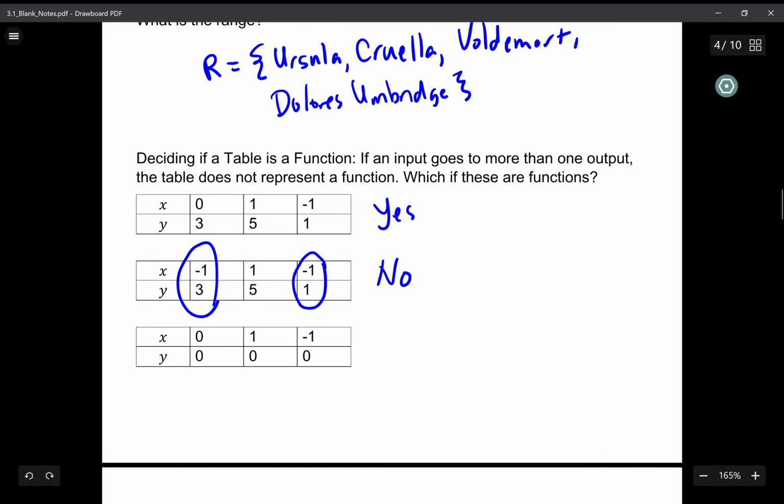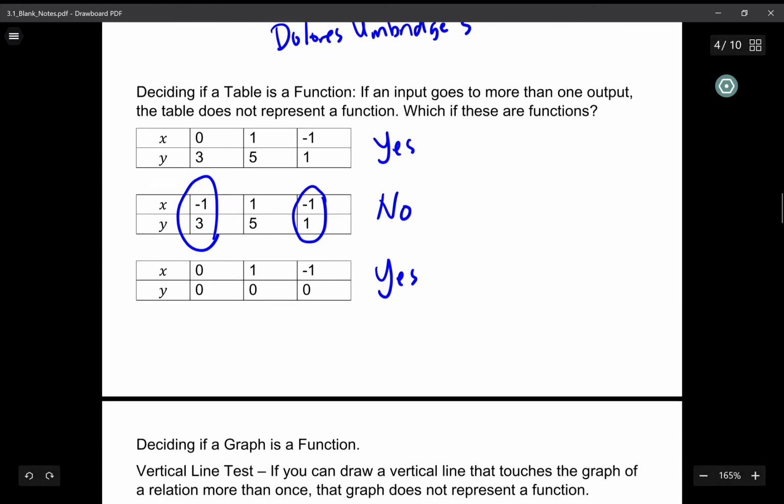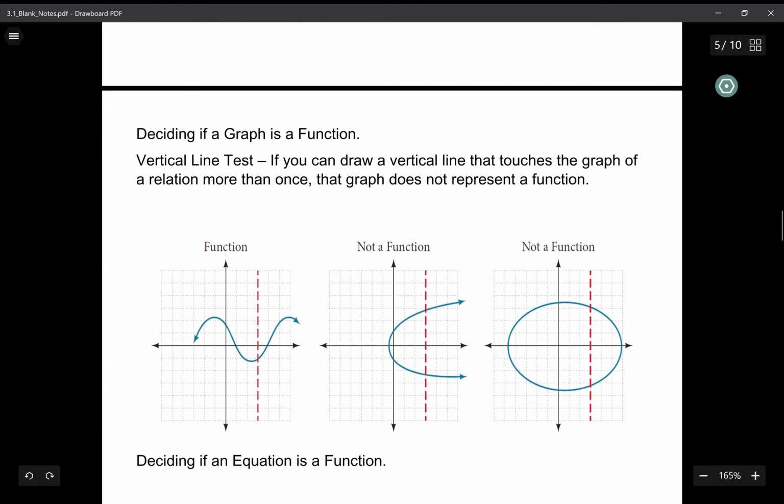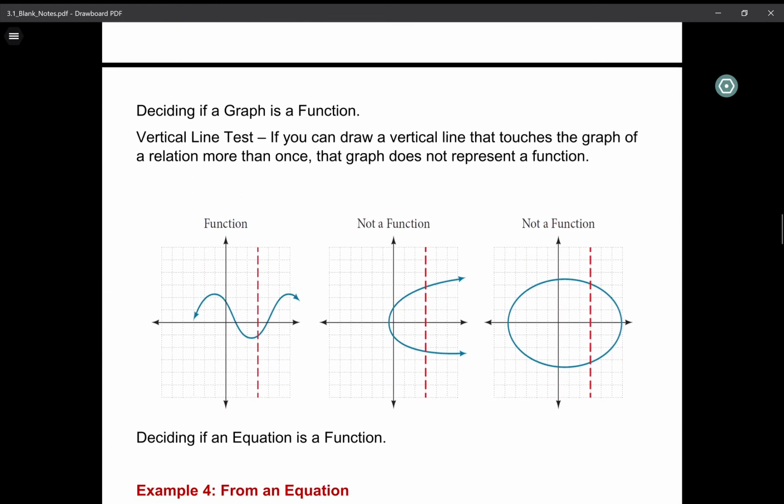And what about the last one? Is it a function? Yes, it is. You get 0 every time, but that's okay. 0 gives you 0. You know you're always going to get that. All right. So to decide if a graph represents a function, we're going to use something called the vertical line test.